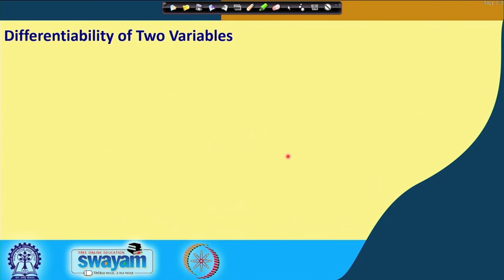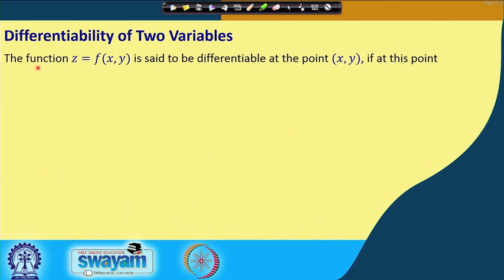Just to define the differentiability of functions of two variables, we take the function z equal to f of x y, and this is said to be differentiable at a general point x y if at this point we can express the change in z. Here x and y are independent variables. So if this change delta z is equal to a times delta x plus b times delta y plus epsilon 1 times delta x and epsilon 2 times delta y.